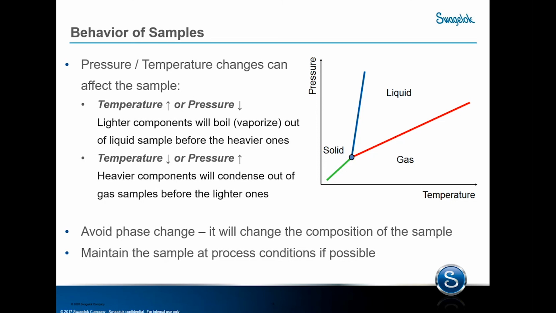So it's important to keep that volatile liquid from vaporizing, because if you vaporize the sample, you can change the sample. In the same regard, we want to avoid condensation in a gas sample. So we really need to understand how our sample is going to behave at different temperatures and pressures. And to do that, we need to understand the phase diagram for the sample. The phase diagram shown on the right is a plot of the different phases of a substance as they relate to temperature and pressure.